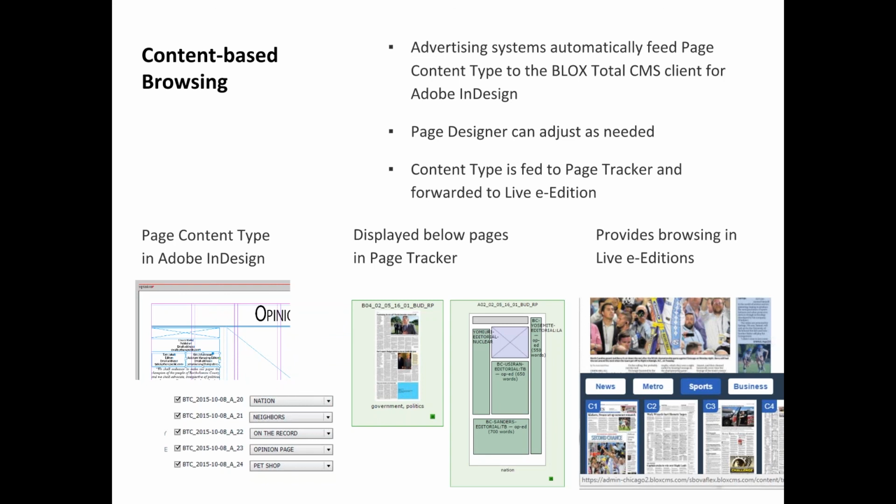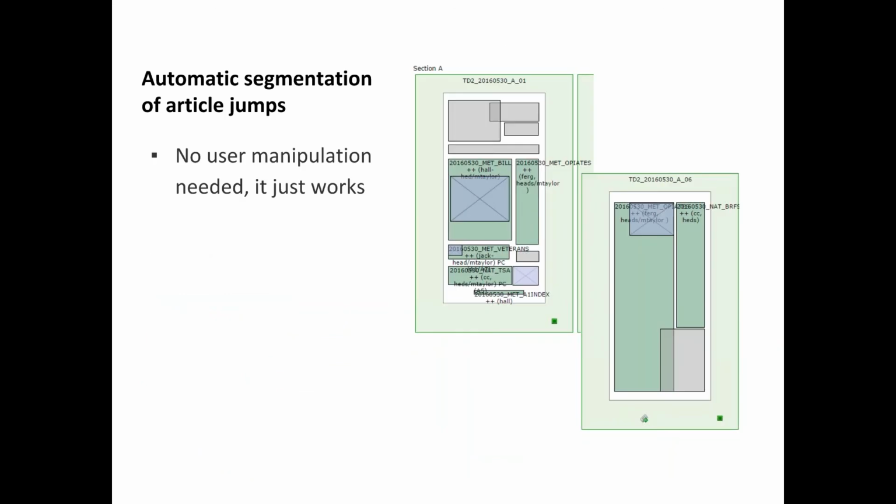So jumps is also something that we do very nicely to automate with the BLOX Total CMS interface. It's another one of these things. It just works. So here is two page views in that wireframe view. These don't have any page content types listed at the bottom, but there's two assets here that jump off of A1 onto this page A6, and the Live e-edition view will just know that they are continuations of those same stories. It just works. Next page.